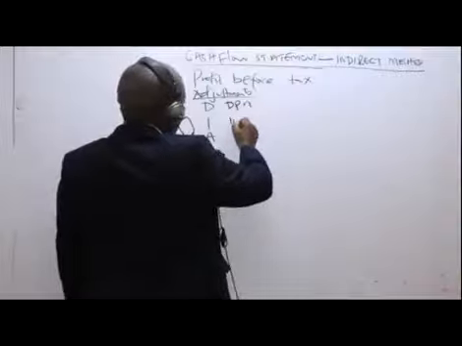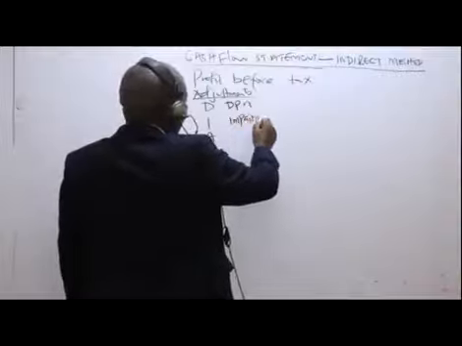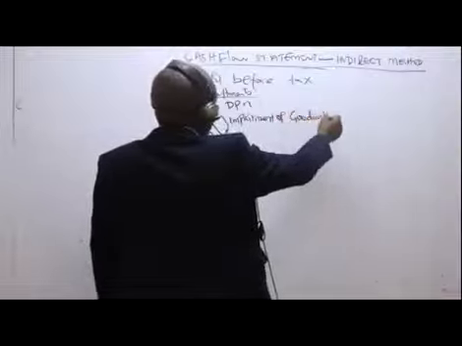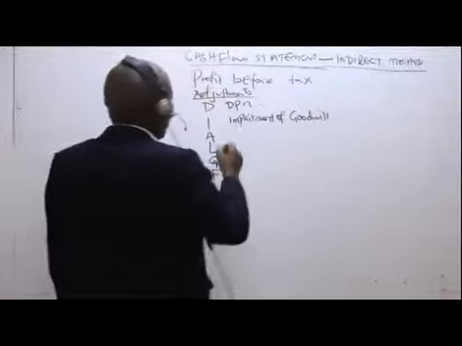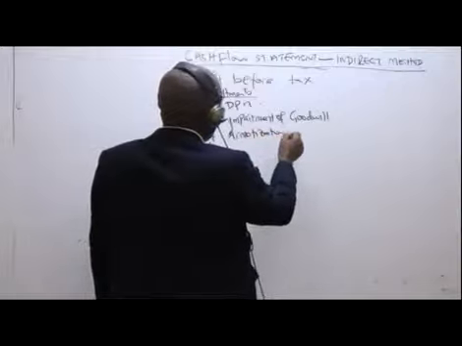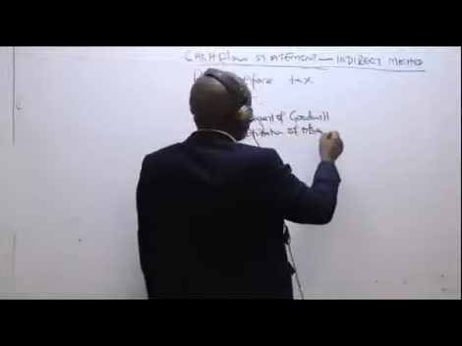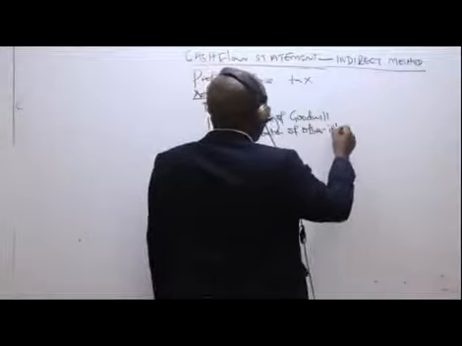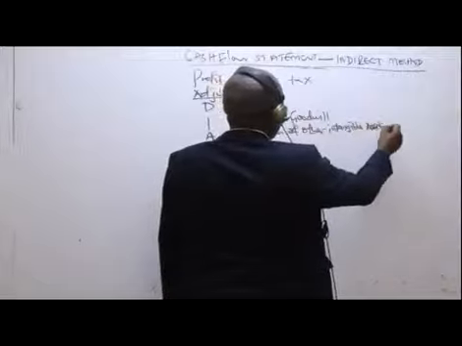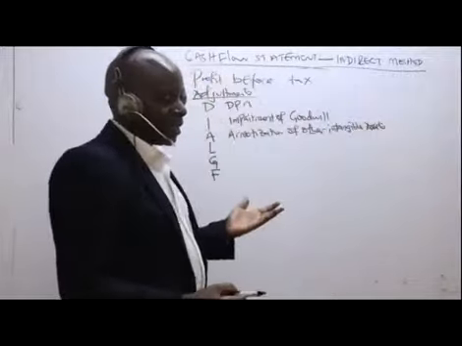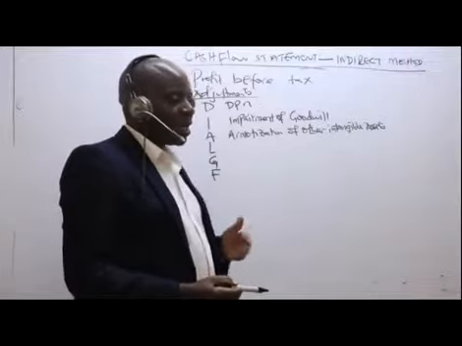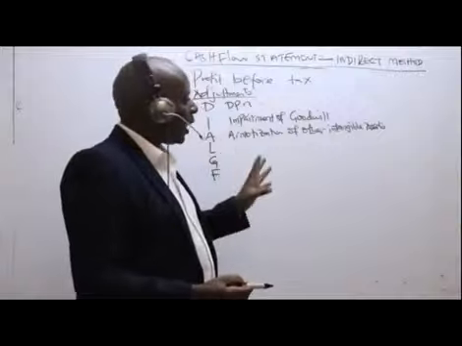Depreciation. This is impairment, impairment of goodwill. We have amortization of other intangible assets. Remember, we have intangible assets: goodwill is an intangible asset, and so are patents and trademarks. These are all intangible assets.